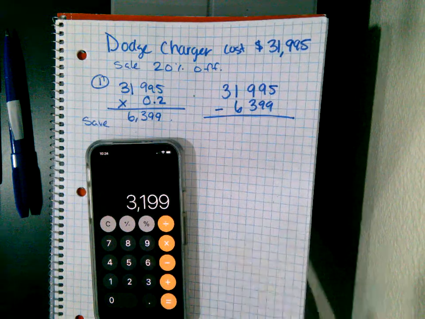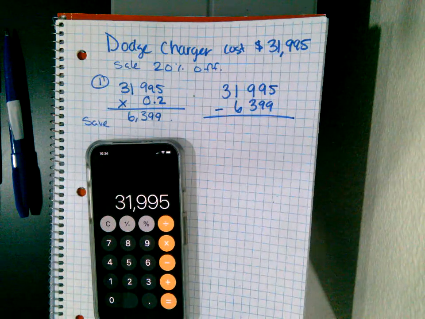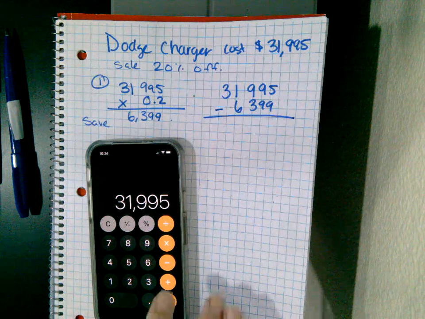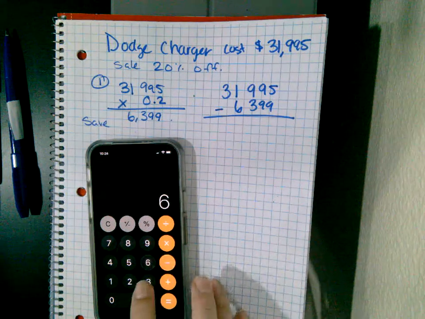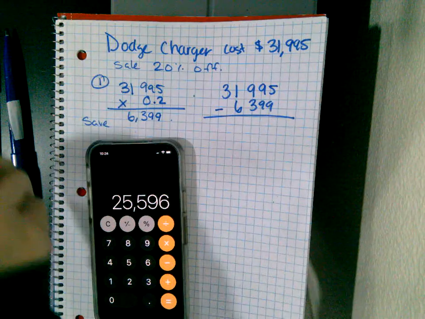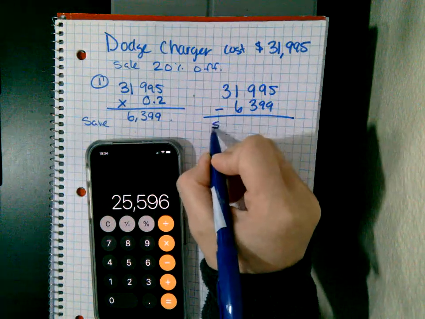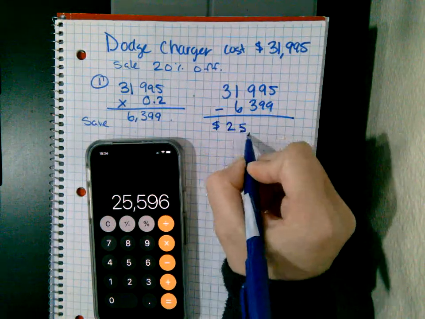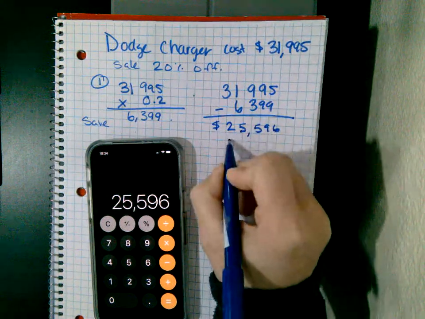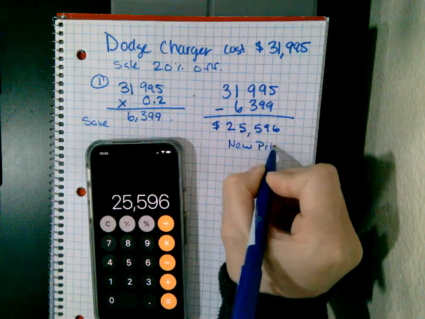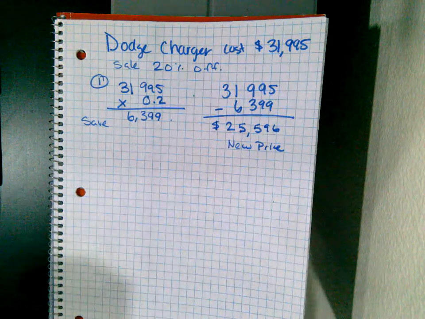All right. Sorry, let me say this correctly because I'm a math teacher. 31,995 minus $6,399. So this car is going to cost me $25,596. That's my new price.